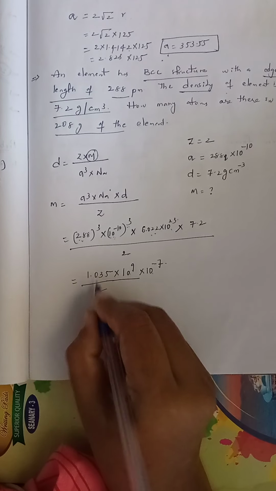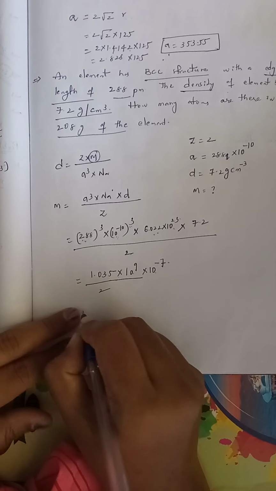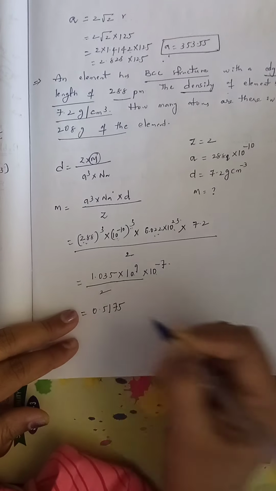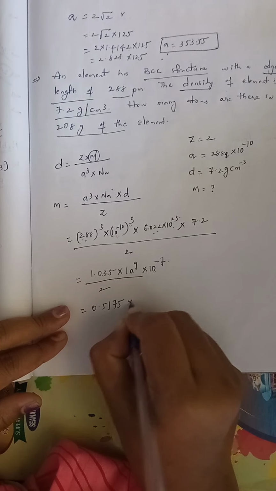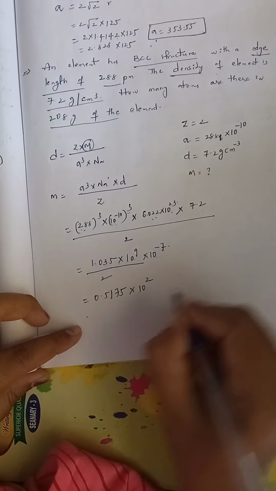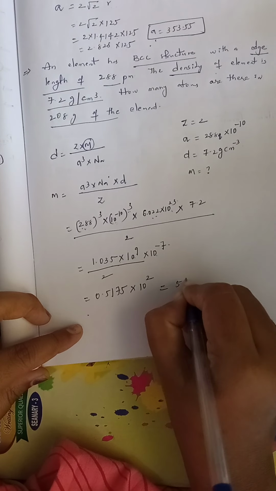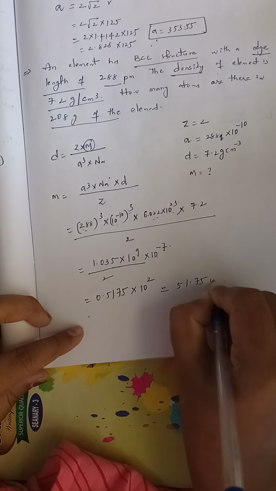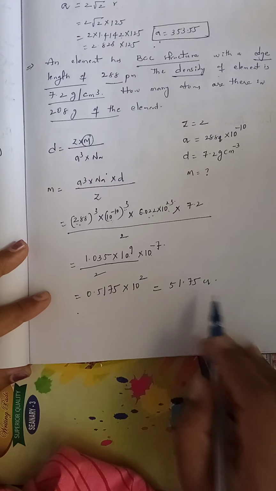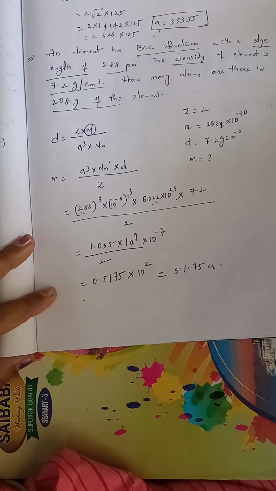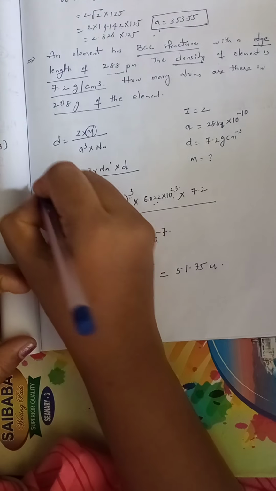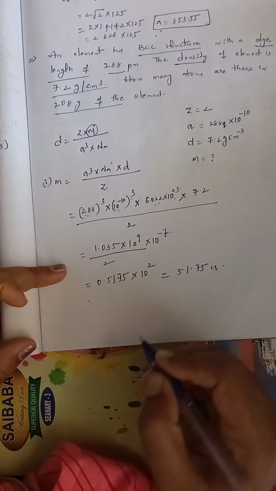By dividing these two, you will get 0.5175 into 10 to the power of 2, or 10 square. We can also write it as 51.75 unified mass. This is the m value. Now we have found the m value, that is 51.75 unified mass. Then this is the first method, atomic mass you got.